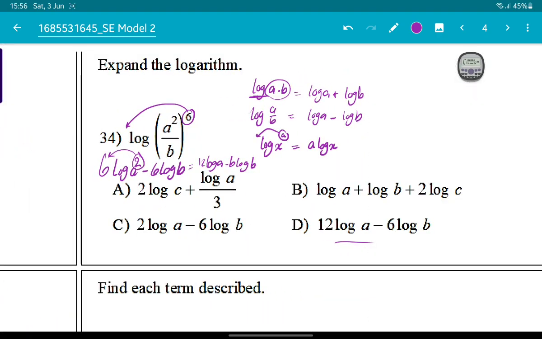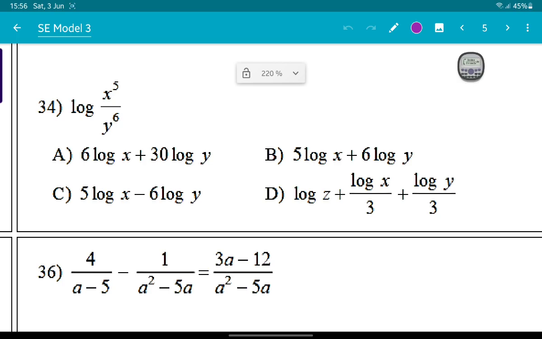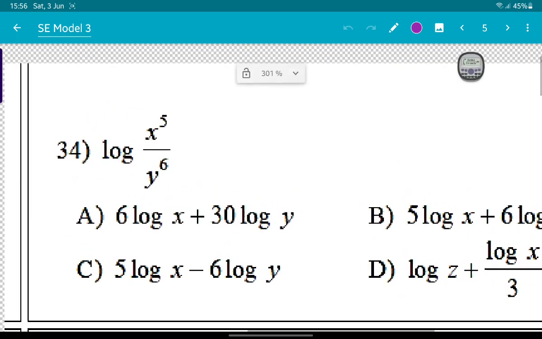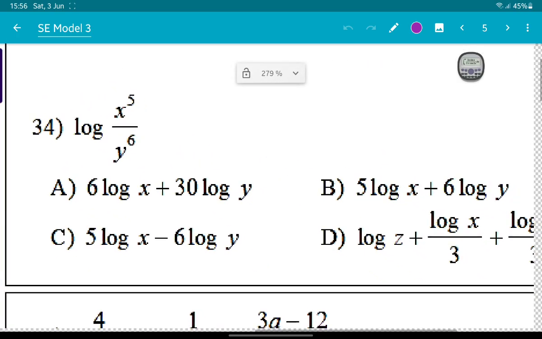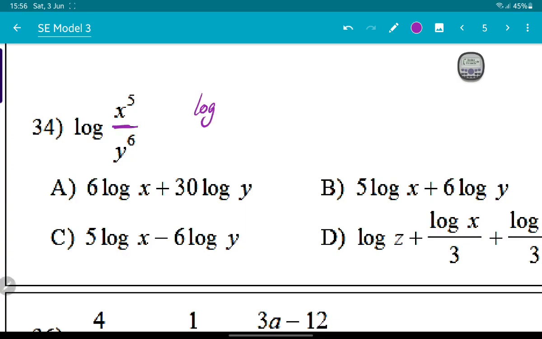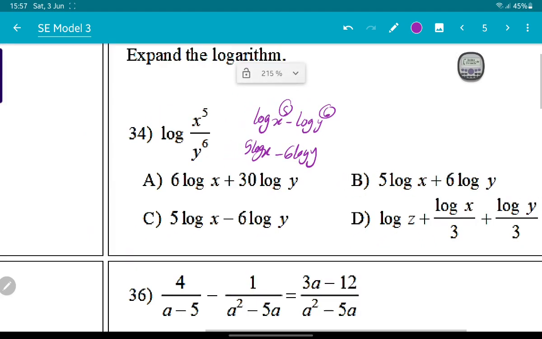I may do a different one. Can you try this by the same rule? We have subtraction. This will be log x power 5 minus log y power 6. We said that division switches to be subtraction. Then 5 and 6 will be 5 log x minus 6 log y. Okay, I think this is clear.